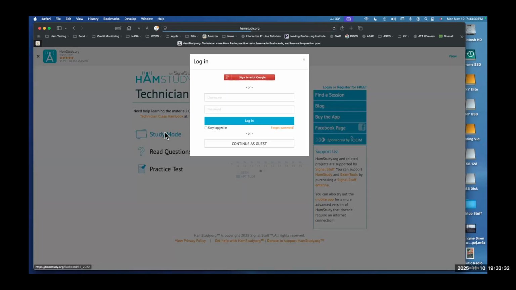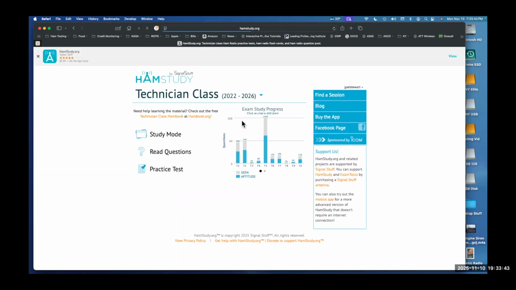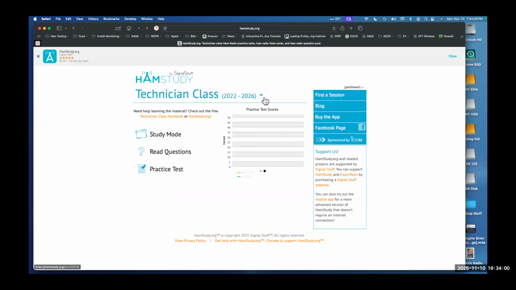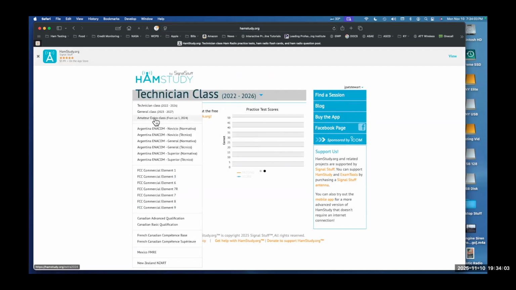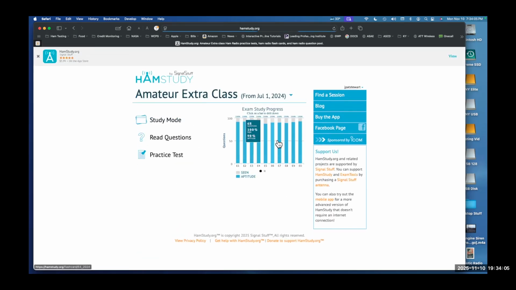So let's go into the technician. You want to go into your study mode. And if you haven't created an account, you need to do that. I've had an account on here for quite a while. I really didn't start using Ham Study as much until I got to my general, until I got to my extra studies, when I was studying to become an extra class ham radio operator. And let me just show you. You can see my study progress here.